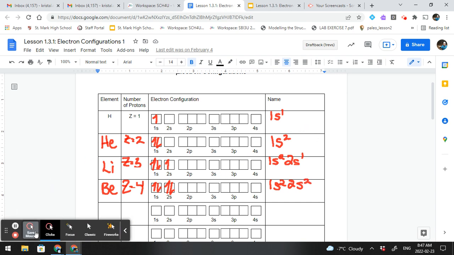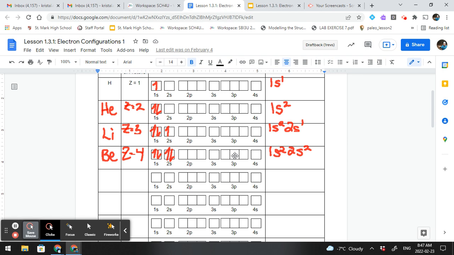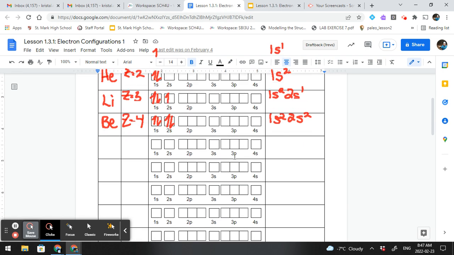Give me a sec here. I gotta be able to scroll down. Oh, cool. It kind of stuck with where the text was.